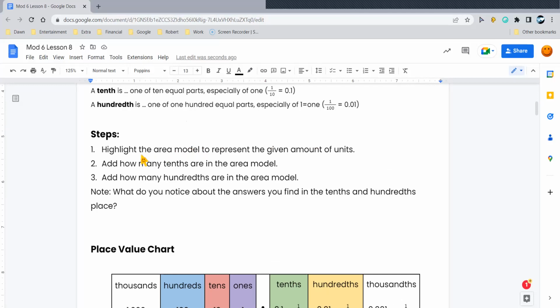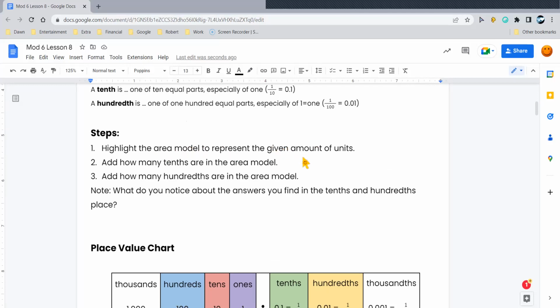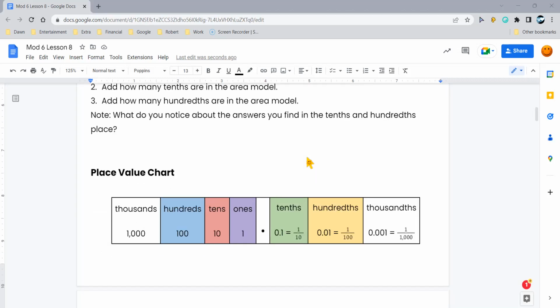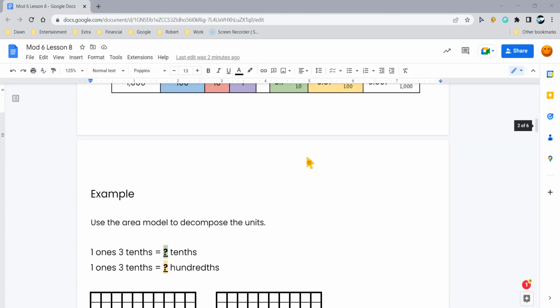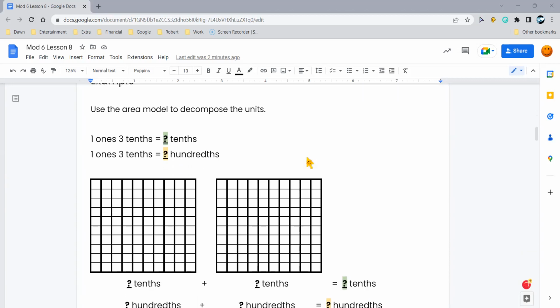Here we go. Steps. We're going to highlight the area model to represent the given amount of units. We're going to add how many tenths are in the area model. Then we're going to add how many hundredths are in the area model. And then something to start thinking about is, what do you notice about the answers you find in the tenths and hundredths place? Here's the place value chart. It's really important we know where everything places when we're writing a decimal number out. Let's look at our first example.